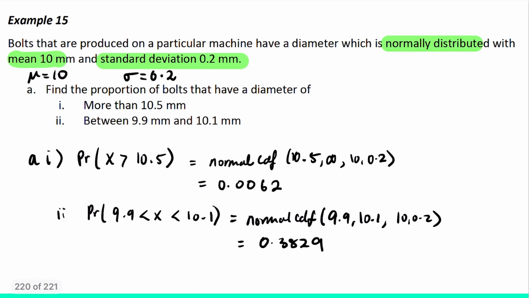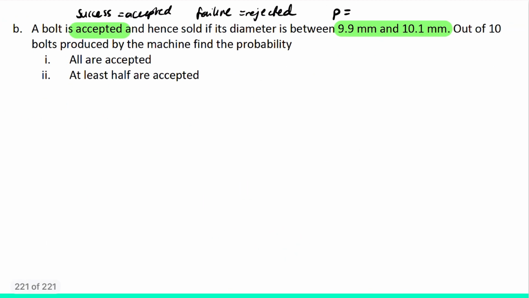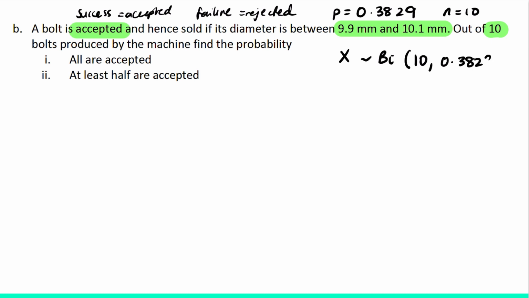We did find what the probability is that it's between 9.9 and 10.1. That's 0.3829. So that's the probability of success, and now we can use our binomial distribution from there. The other bit of information that we need, of course, is the number of trials. In this case, n is 10 trials. So here we can write up our binomial distribution: 10 trials with a probability of 0.3829. We do not need to use the normal anymore. We're now in binomial only.